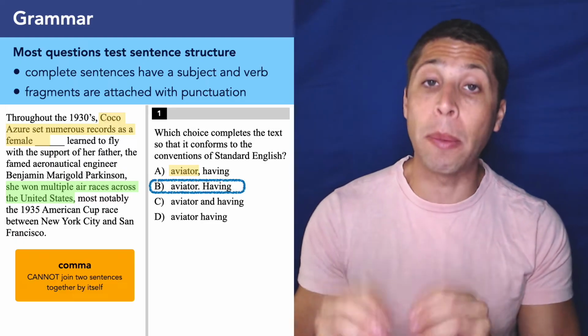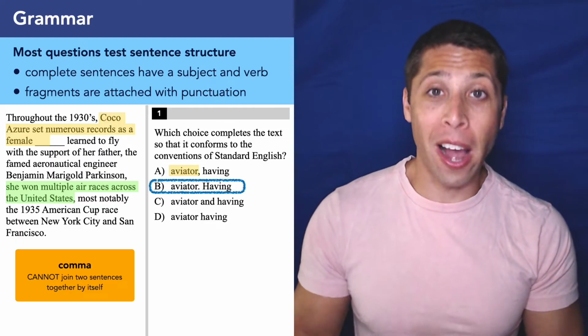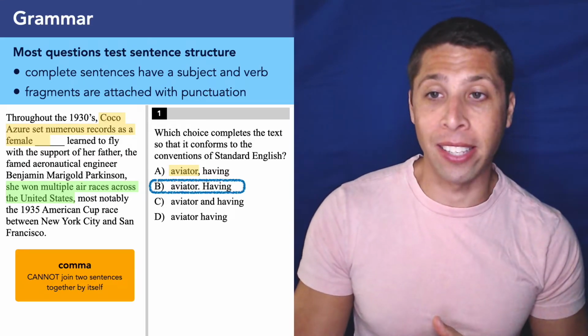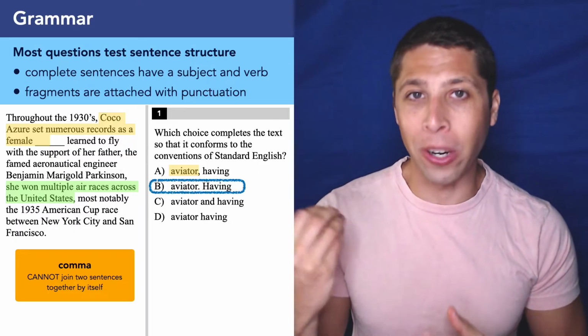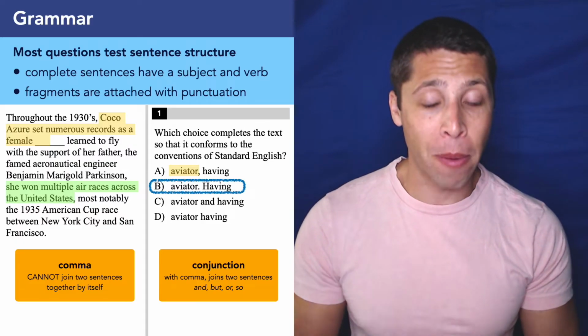So this is why we need to be able to identify complete sentences, because we need to know whether or not certain punctuation marks are going to work. The other piece, though, that complicates this is choice C, which has the same words, but then adds in another one, the word and, which is a conjunction. And you might have heard this grammatical term before.